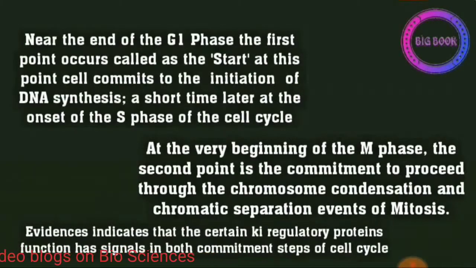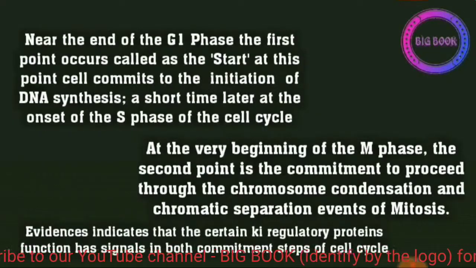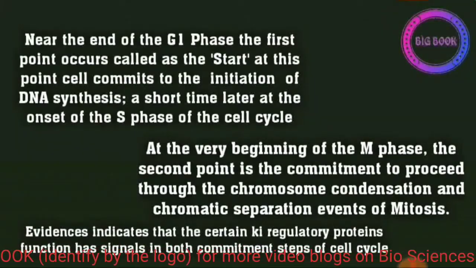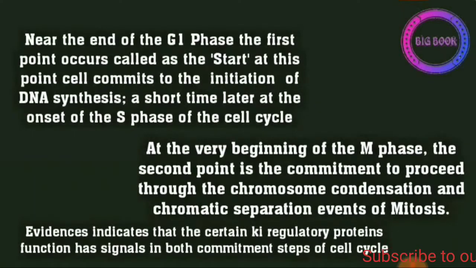Near the end of the G1 phase, the first point occurs, called the start. That is, as the G1 phase starts to end, in late G1 phase, and at the commencement of the S phase, there is a point called the start point. At this point, the cell commits to the initiation of DNA synthesis, a short time later, at the onset of the S phase of the cell cycle, where the synthesis of the DNA is going to take place.